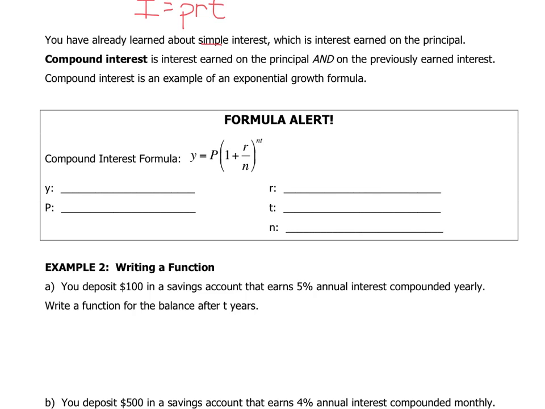So the formula is kind of scary looking. It's a little bit complicated, but in reality it's not. Let's break through the little pieces just so that we can understand how it works. Compound interest really is one of our exponential growth formulas. So here we go.